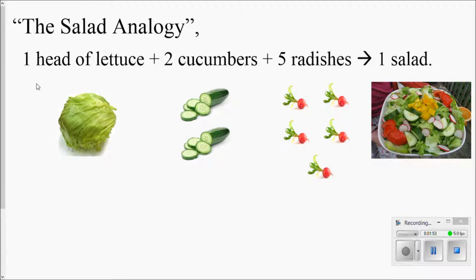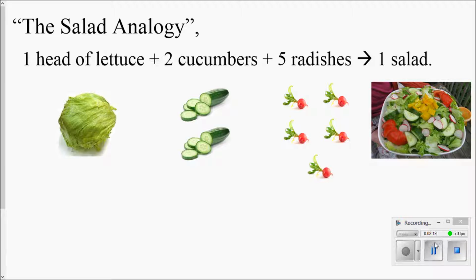Now, something important before we start the analogy is that if you don't have exact amounts, you can't make a partial salad. I know that you can in reality, but with molecules and compounds in chemistry, you can't make a partial salad. So if we only have 4 radishes left, even though we have 2 cucumbers and 1 lettuce, we can't make a full salad for this analogy to work.